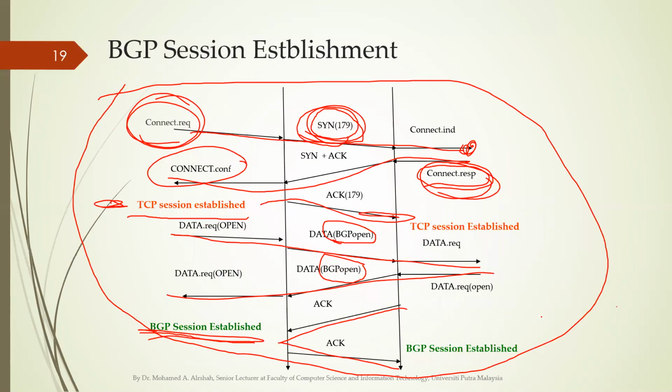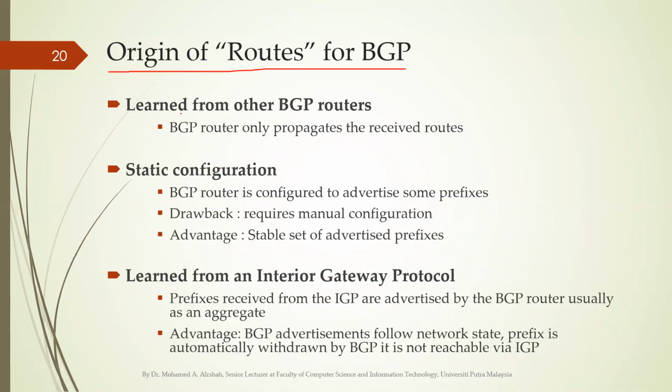Okay. So as we can see here, the first type is the routes learned from other BGP routers. So a BGP router only propagates the received routes. So the first origin of routes is the routes learned from other BGP speakers. Then the static configuration is the routes that are configured manually.